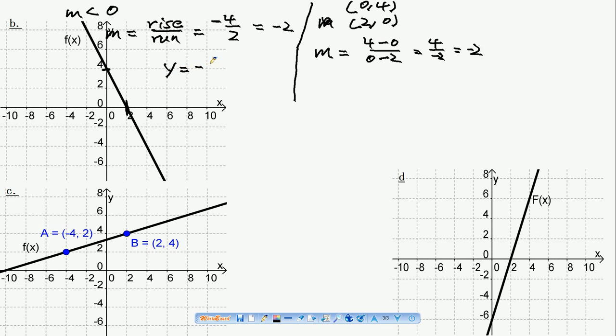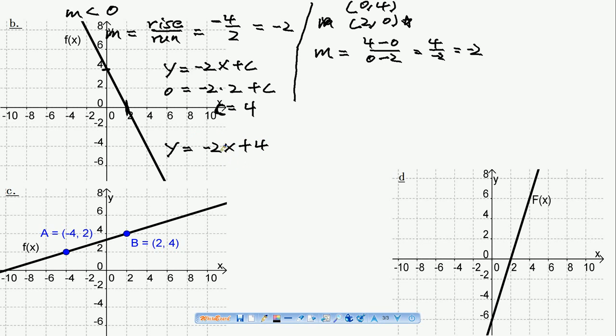y equals minus 2x plus c. Then we substitute a point in to find c. This time we substitute this one. When x is 2, y is 0. So 0 equals minus 2 times 2 plus c, and c will be positive 4. So your graph will be y equals minus 2x plus 4.